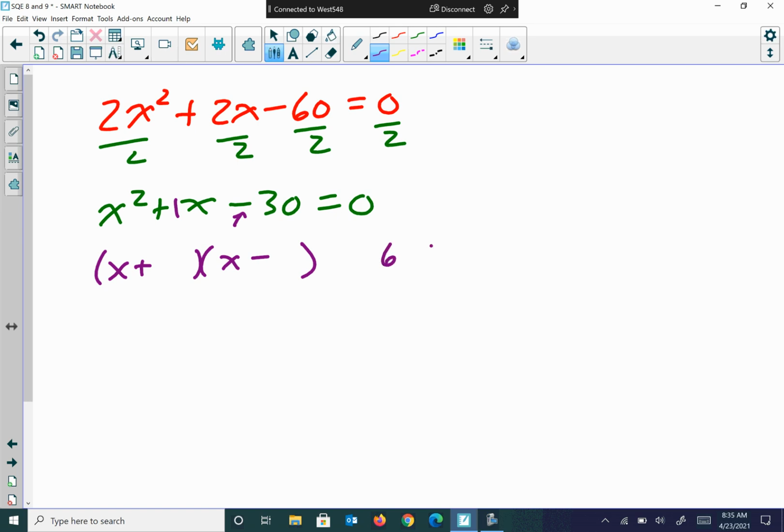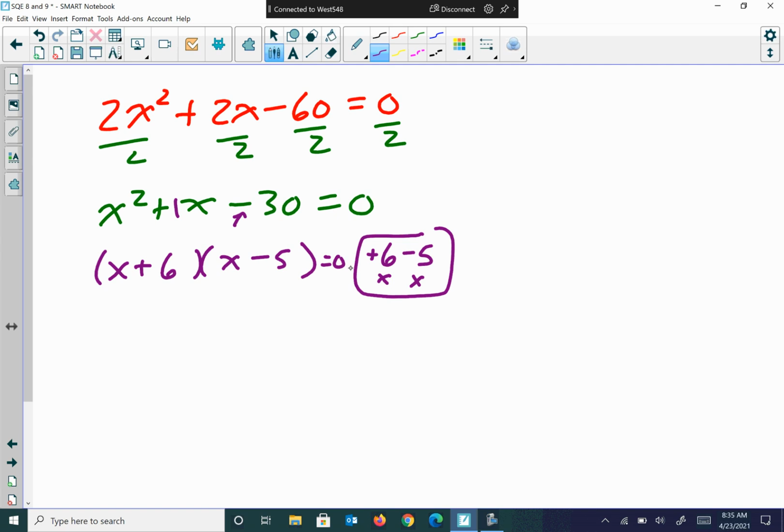6 and 5? And which one should be negative? If the 6 was negative, that would be a -1. Okay, so I'm going to just flip-flop what you said. Okay, so we're going to do that. So all I have to do now is go +6 minus 5.